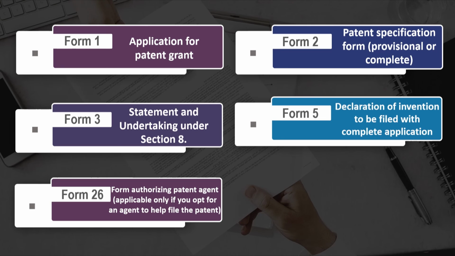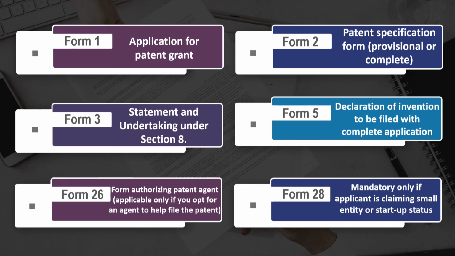It is only applicable if you are opting for an agent to file the patent. Sometimes the inventor gives his rights to some authorizing patent agent or to some attorney to file the patent on his behalf. So, then this form number 26 has to be filled. This is similar to a power of attorney, like you give your power of attorney to somebody else and he can work on your behalf. Form number 28 is mandatory only if the applicant is claiming a small entity or a startup status.